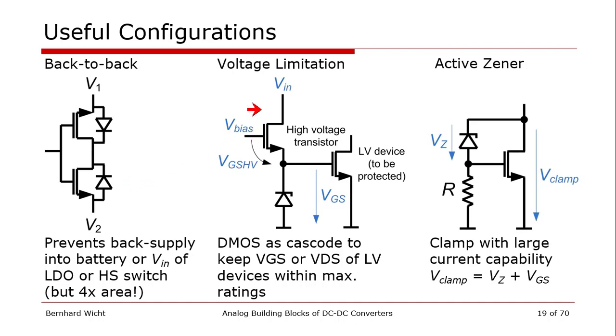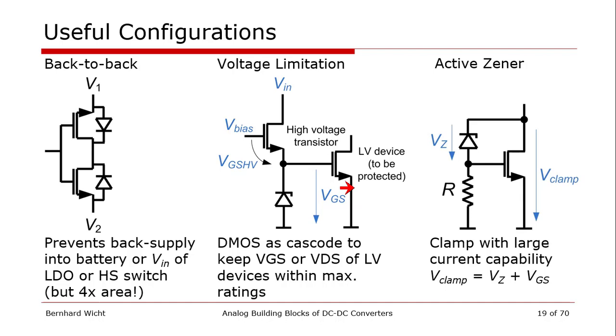Let's look into the center here. This is an interesting circuit which uses a high voltage transistor in a cascode configuration to protect a low voltage device. And what is the use case? Sometimes you want to benefit from the really superior analog capabilities of low voltage devices in a high voltage environment. One example could be the error amplifier in the control loop.